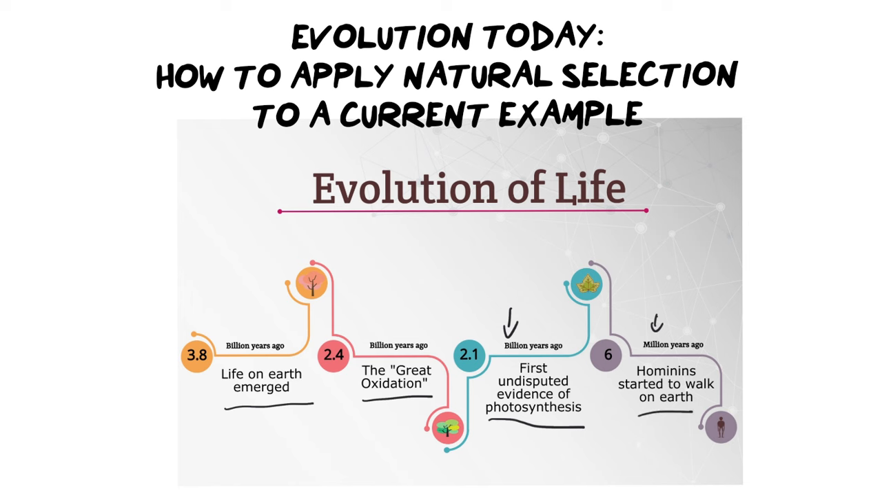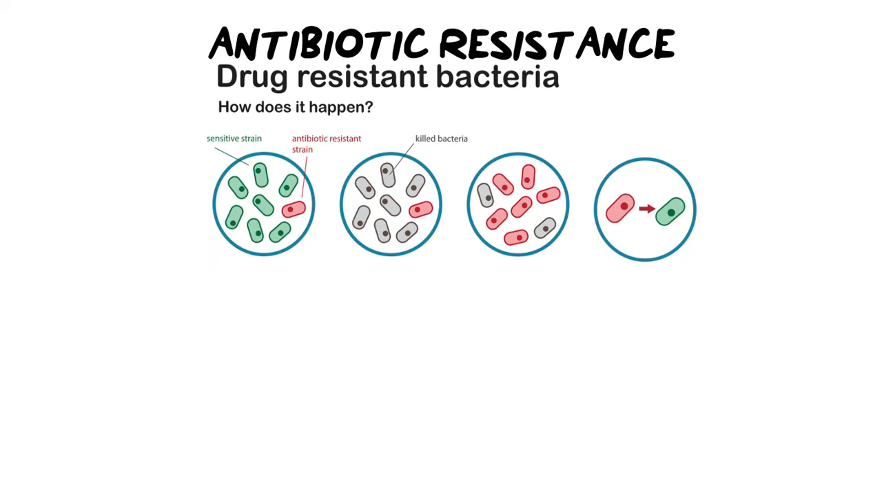Now, we often think of evolution as something that's old and a long time ago and not happening today. But the point of this video is to show you how natural selection is currently occurring in different populations of all different organisms on Earth, and I'm going to show you how to actually explain it using the knowledge you've already learned. Now, one of the most classic examples that we see in exams that you need to be able to explain is antibiotic resistance.